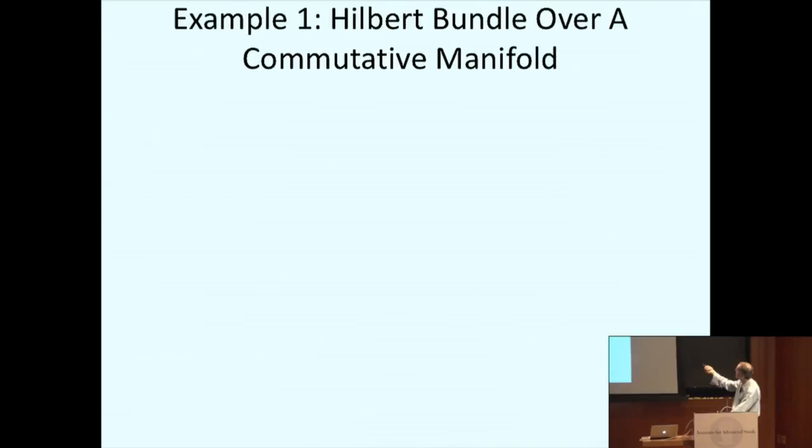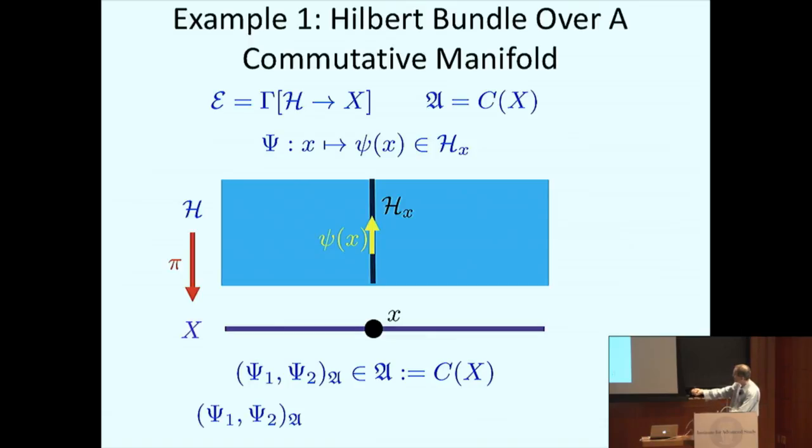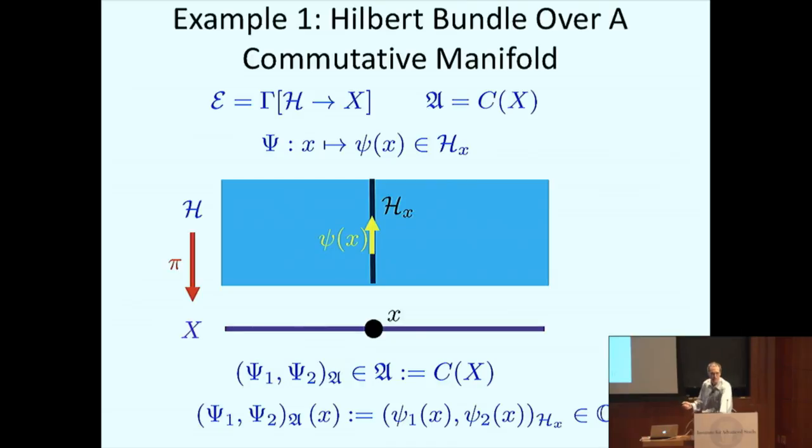So in example 1, we have the Hilbert bundle over a commutative manifold, and the module is just the sections of H over X, and the algebra is just the continuous functions on X. And here's the picture from before, and now we have to decide what is the inner product of two sections. It's got to be valued in this algebra. This algebra is just the continuous functions on X, so this has to be a function on X, and it's the function whose value at little x is just the inner product of these two vectors, psi1 of x and psi2 of x. Simple enough.